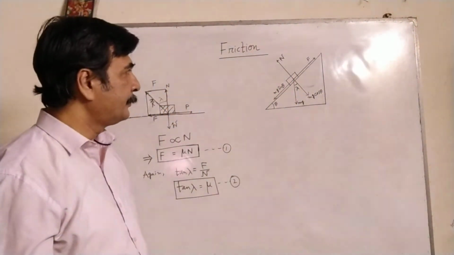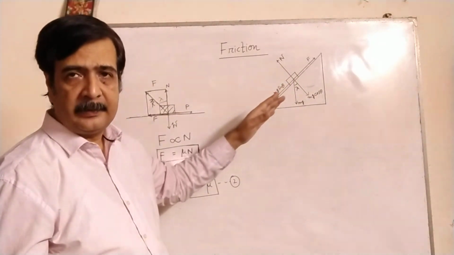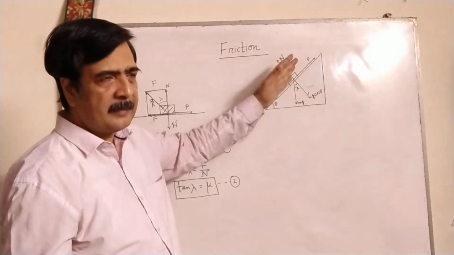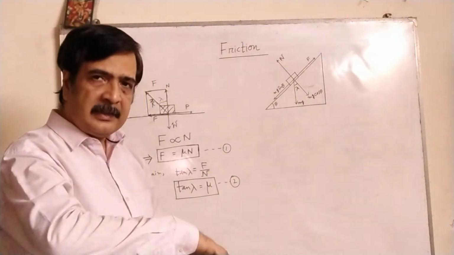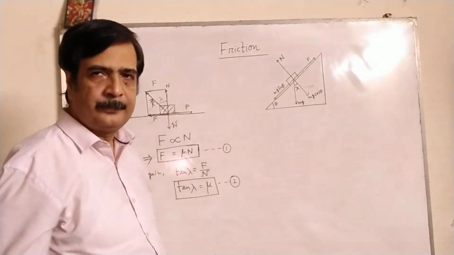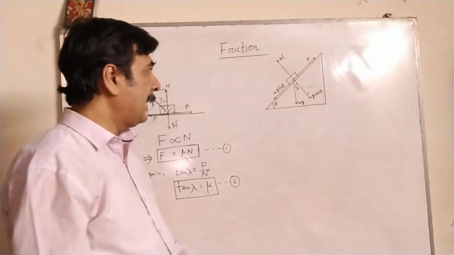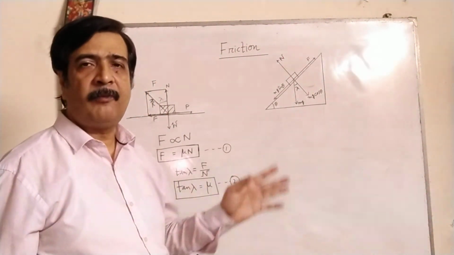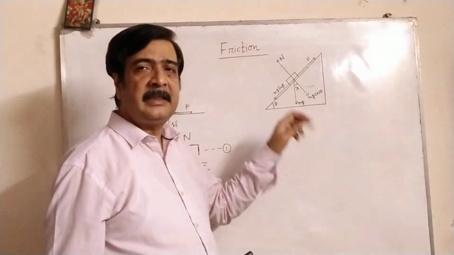Next, a body is kept on an inclined plane. Now the inclination is changed, and at one time it just tends to fall. That maximum angle of the inclined plane is called the angle of repose. Repose means at rest. So the maximum angle of the inclined plane for which the body is at rest is called the angle of repose, and it is generally denoted by theta.